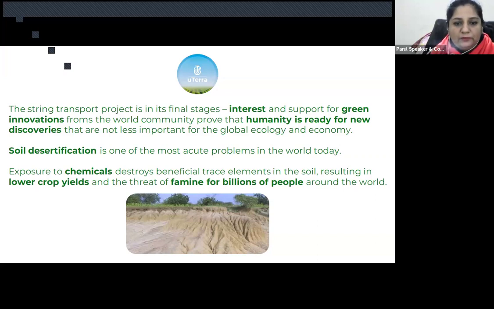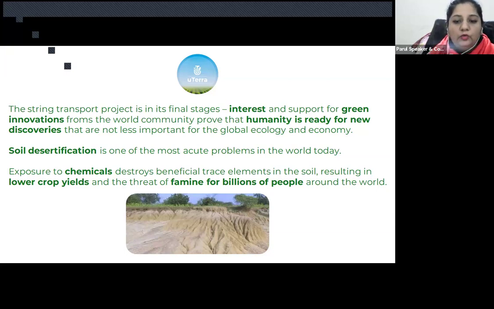Soil desertification is one of the most acute problems in the world today. We have heard about air pollution, noise pollution and water pollution, but the acute problem the world is facing now is soil desertification. If I define this word: exposure to chemicals destroys the beneficial trace elements in the soil, resulting in lower crop yields and the threat of famine for billions of people around the world. Exposure to a very large number of chemicals destroys the first layer of the soil and makes it dead. So this soil is not useful for growing crops again.